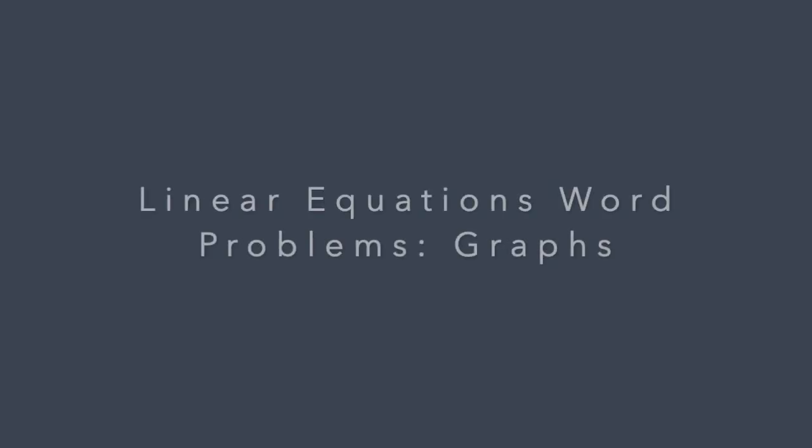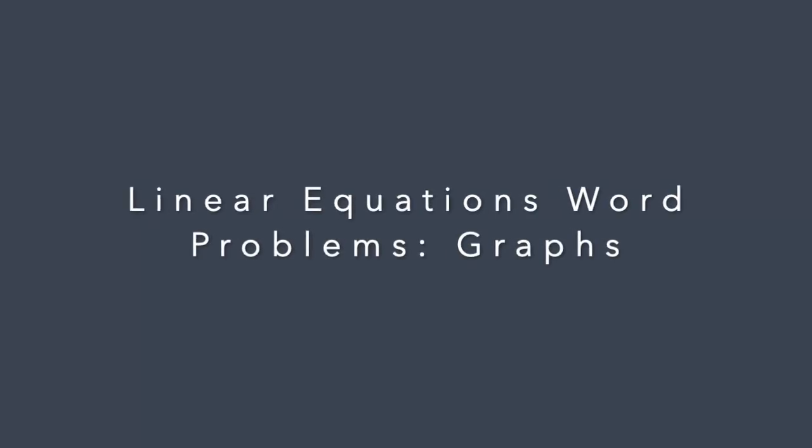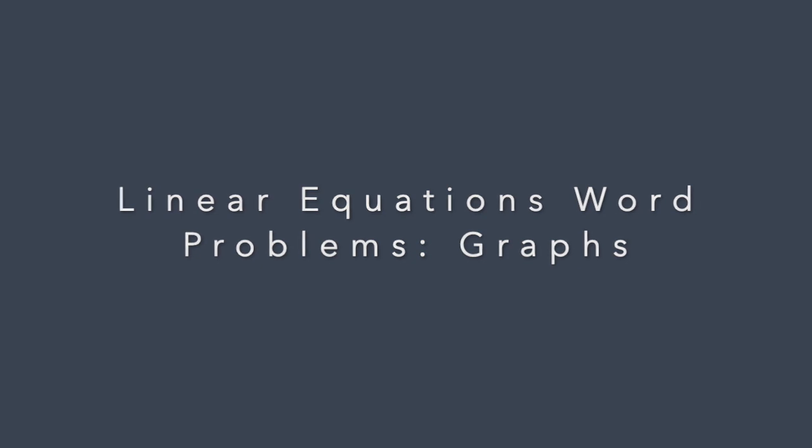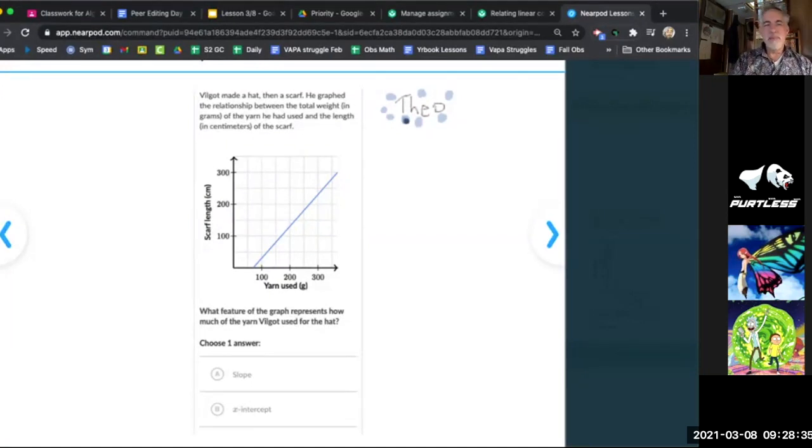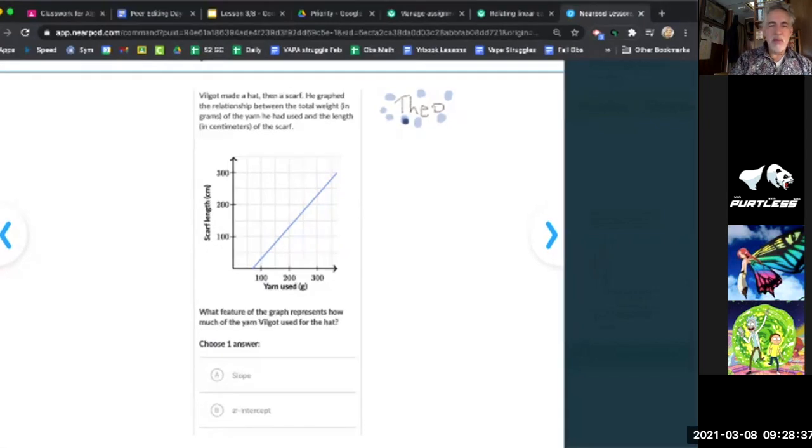Good morning. Today we are going to apply things that we've learned about slope, the x-intercept, and the y-intercept to word problems in the real world. In this scenario, we've got a person named Vilgot who made a hat, then a scarf, and he graphed the relationship between the total weight in grams of the yarn he'd used. That would be the base, on the x-axis at the bottom here.